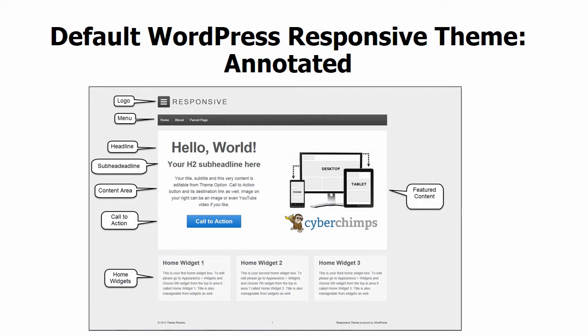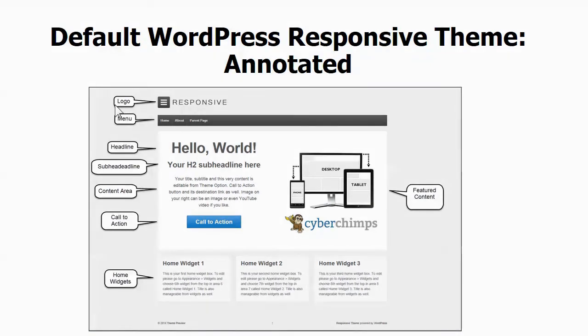This graphic shows the areas that need to be filled in for the WordPress responsive theme. So we've got the logo at the top. Anytime you create a new page, it gets added to the menu. Headline, subheadline, content area, what you want your visitor to do when they visit your website, Home Widgets 1, 2, and 3, and a featured content area. We'll show the dashboard menus that you use to fill in each of these areas.